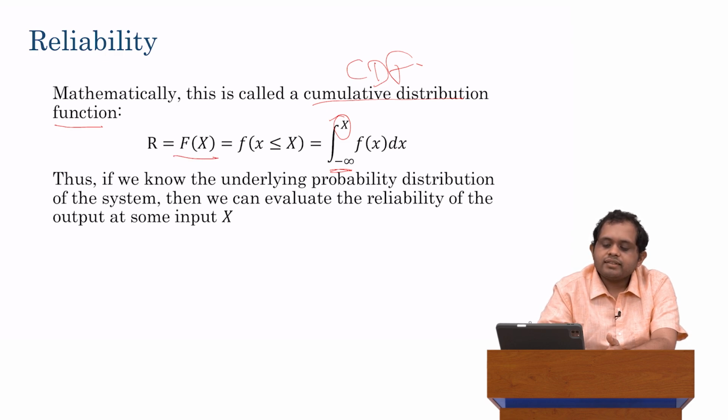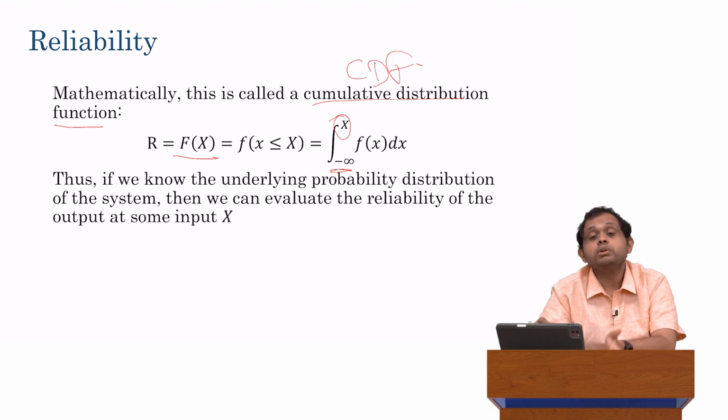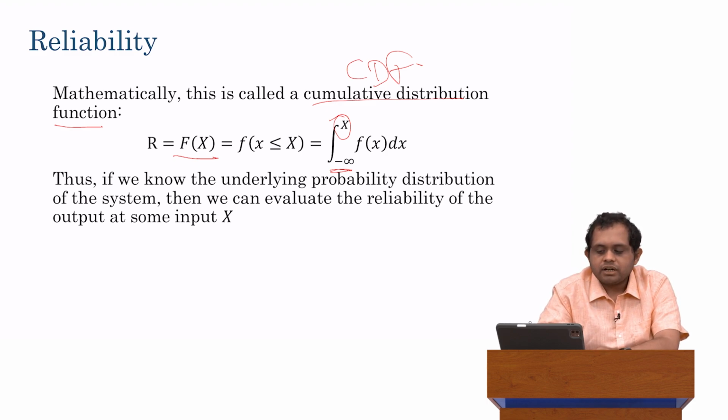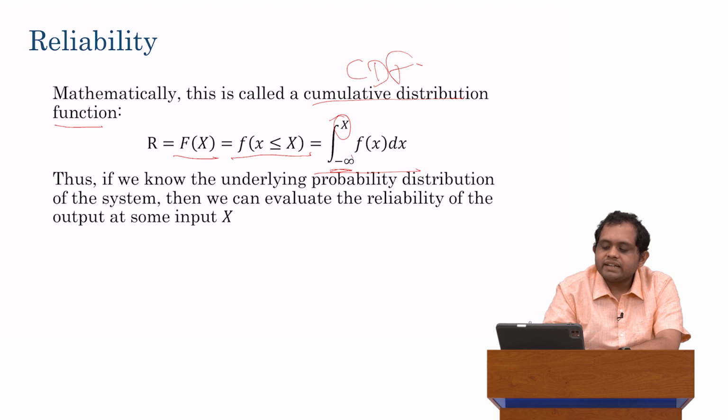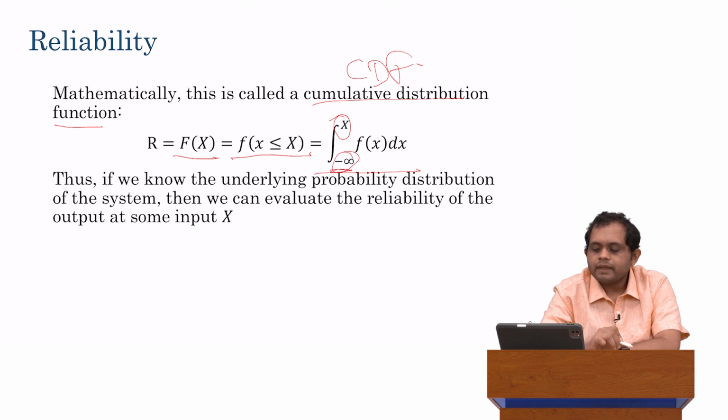So what we say is the reliability of the function, at a particular value x, capital X, is the value of the cumulative probability distribution function of that function at that value x. So R is F of capital X, which with our previous definition is the probability that x is less than or equal to capital X, which is the integral from minus infinity to capital X of f of x dx. This x here is a dummy variable.